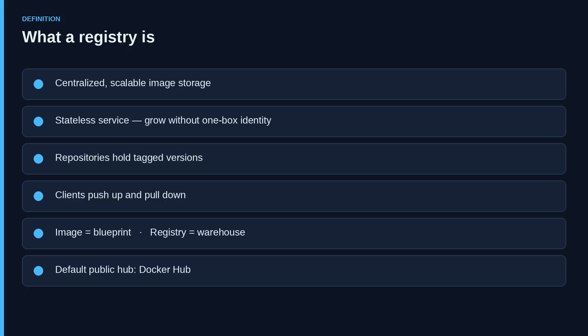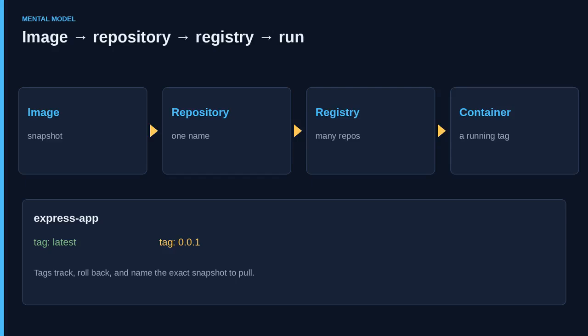Do not confuse three nested words. The image is the packaged snapshot. A repository groups related images under one name. A registry is the service that hosts many repositories. Tags sit on top of a repository and name versions. So you might have one repository called express-app, and inside it, two tags, latest and 0.0.1. Same family, different labels. That chain is the whole mental model.